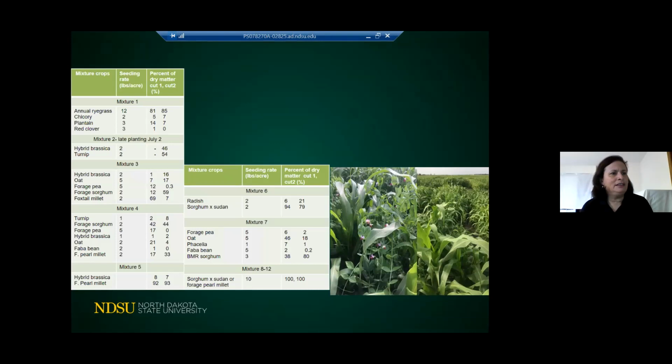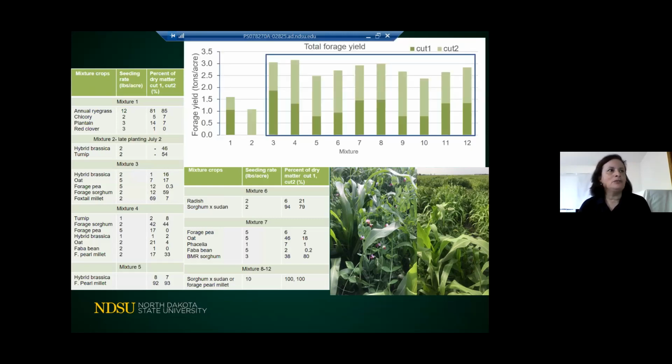So we had 12 different mixtures. Mixtures 1 through 7 were a mix of grasses, where you see the different forages or cover crops there. And mixtures 8 to 12 were just a monoculture of sorghum, Sudan, or forage pearl millet. And it's 100% one of those.